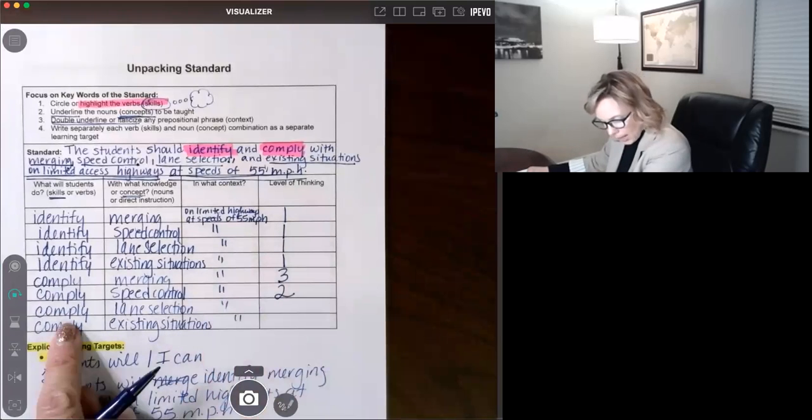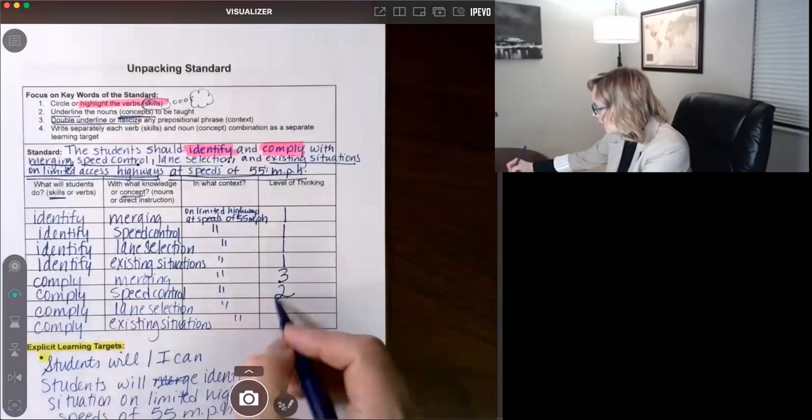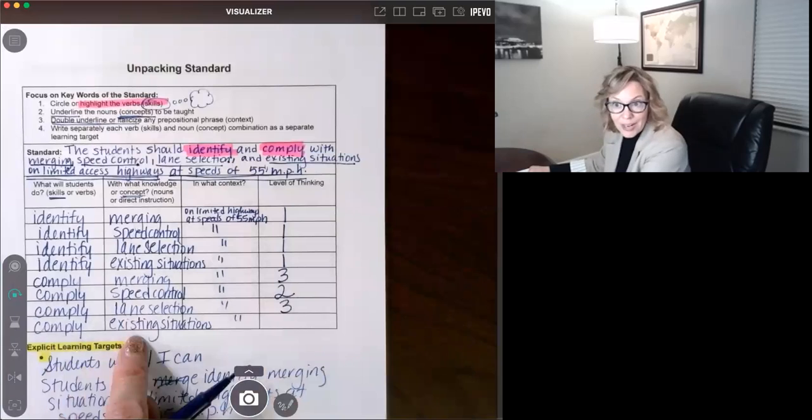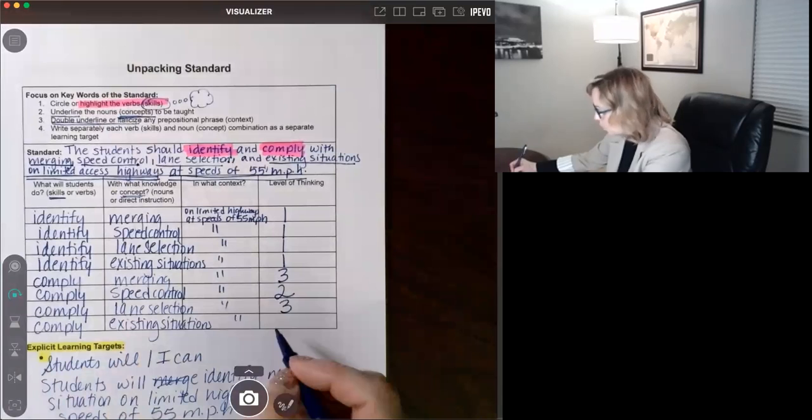When they need to comply with lane selection, which lane they should be in, they're going to be taking in lots of information and synthesizing lots of information at that time in a real situation. So we'll be looking at more like a 3, and comply with existing situations. So they need to understand what it means to merge at a really high level while they're taking in that existing situation. So that would be a 3.